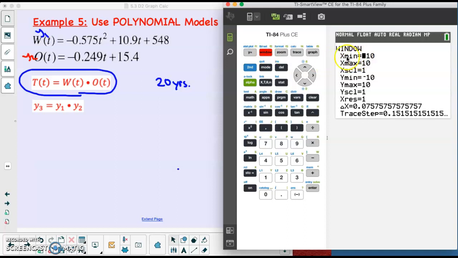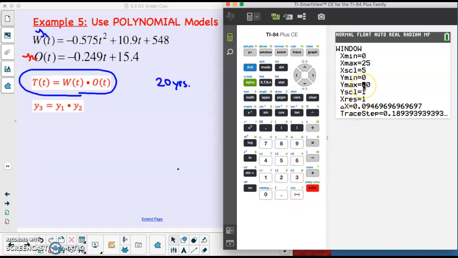All right. X minimum. X is time in years. So the minimum of time is 0. The maximum time, well, I'm trying to count 20 years, all right, but I want to make sure that 20 fits. So I'm going to just go to 25, and then from 0 to 25, I'm going to count by 5s. My Y minimum, all right, Y is in this case the total amount of oil. Well, the lowest that could be is 0.